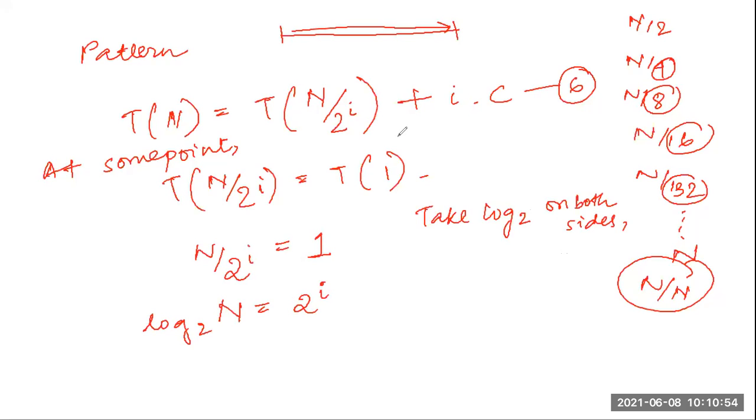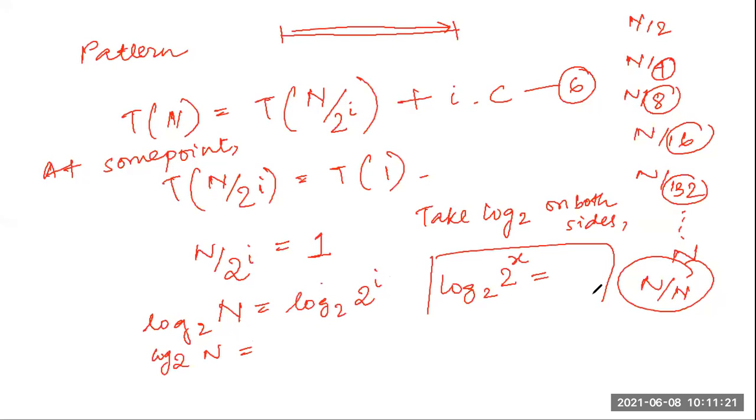I will just rewrite this so I can get some space. This also will become log 2 base 2 to the power I. Now log 2n will become log 2 to the power I. This is of the form log 2 to the power x. What will it give me? Only I will be left. So if I think this to be my equation 7, log 2n equal to I is my equation 7, and this is my equation 6.